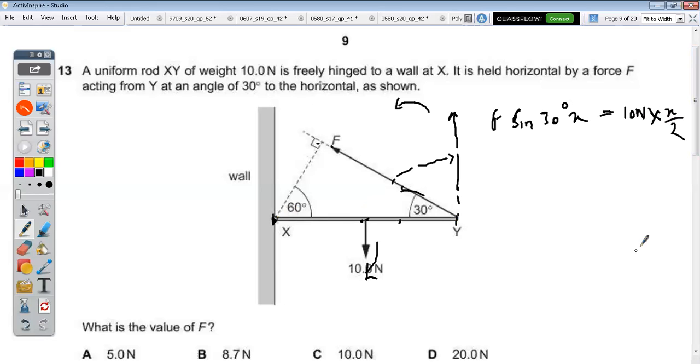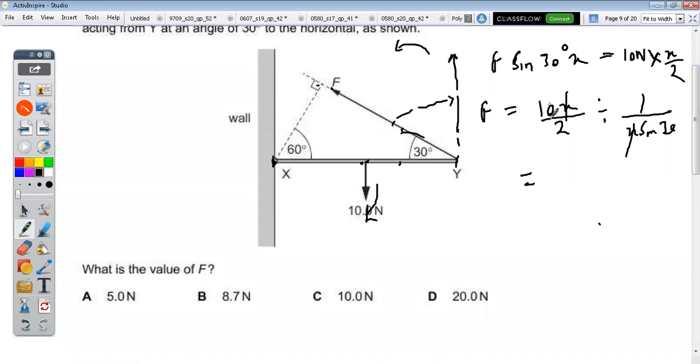Make sense? Then when we divide both sides, that cancels out. So F is now equal to 10 x over 2 divided by, if you want to put it that way, 1 over x sine 30. The x cancels, the x cancels. Sine 30 is 0.5. I'm sure you know that. Makes sense now. You see the physics behind that. So this is 10 over 2 sine 30. Use your calculator. You'll find that the answer is 10.